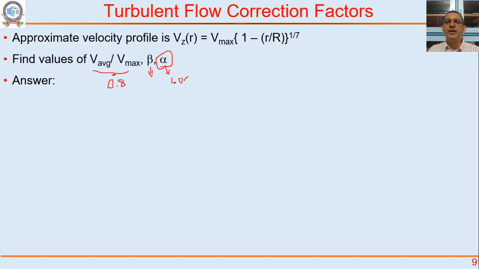That means if we calculate the rate of flow of kinetic energy from the average velocity, we just have to multiply by 1.06 and we'll get the actual kinetic energy. So just 6% error. That's because in turbulent flow, the velocity profile is almost flat. It is almost flat. That's why the average velocity and Vmax do not differ much. Average velocity is 0.8 times Vmax.